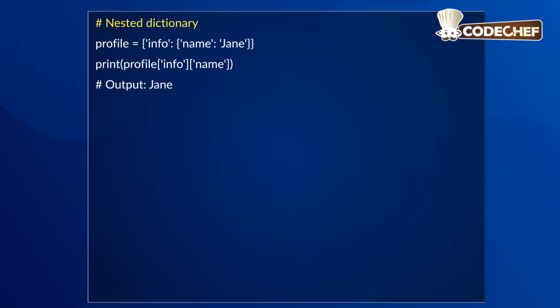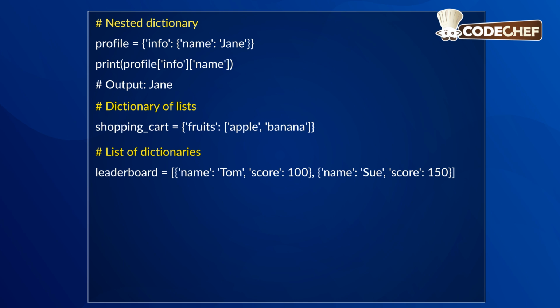First, we have a nested dictionary, a dictionary inside another. We can reach the inner information using two sets of square brackets. A dictionary of lists is a dictionary where each key points to a list of multiple items. For example, in a shopping cart, the key fruits holds a list of all the fruits you want to buy. On the other hand, a list of dictionaries is a single list where each item is a complete dictionary. Imagine a leaderboard. Each player is their own dictionary, with keys for their name and score.